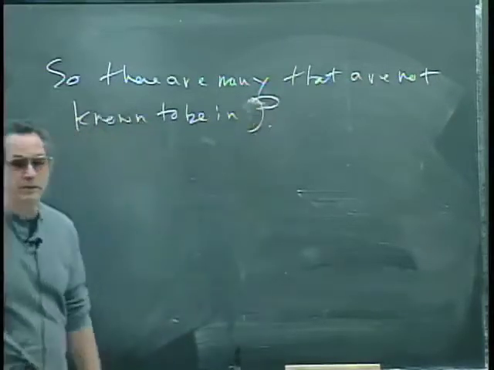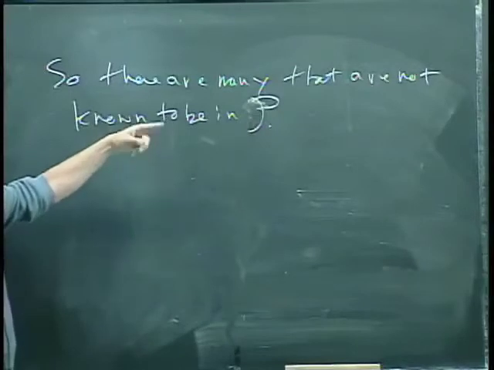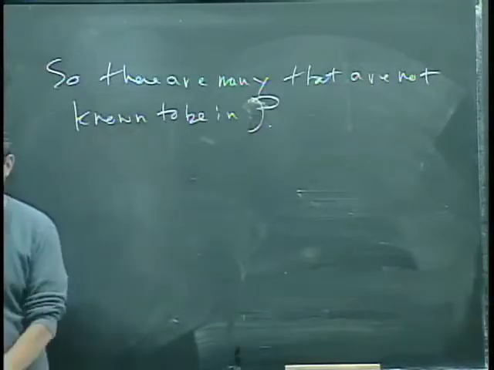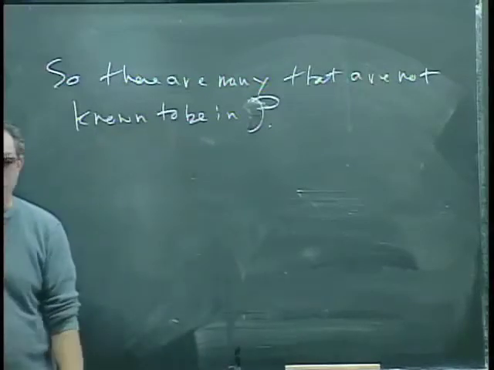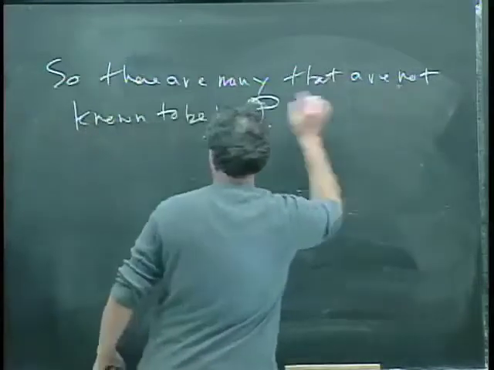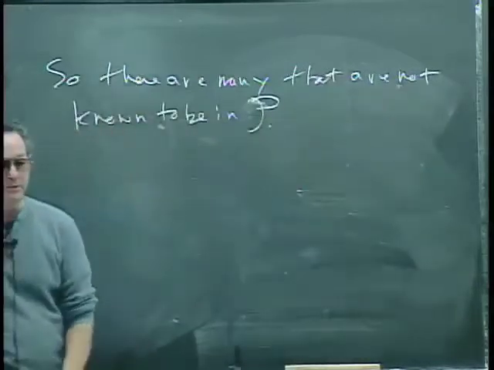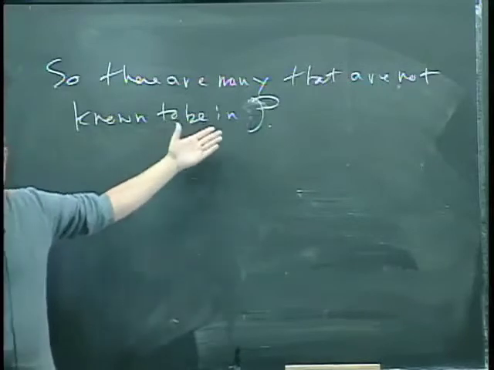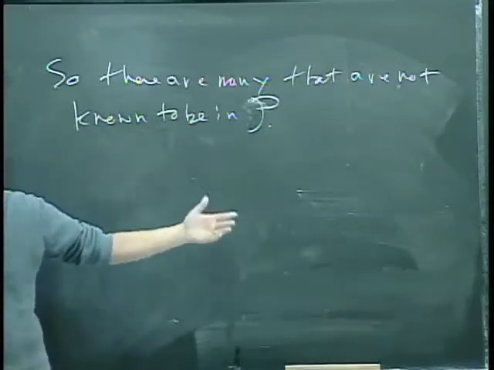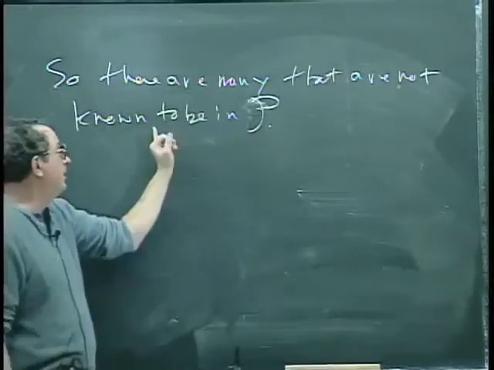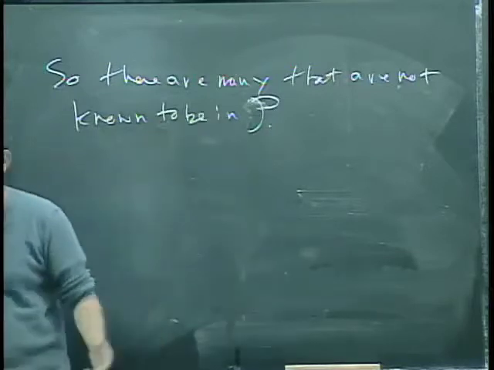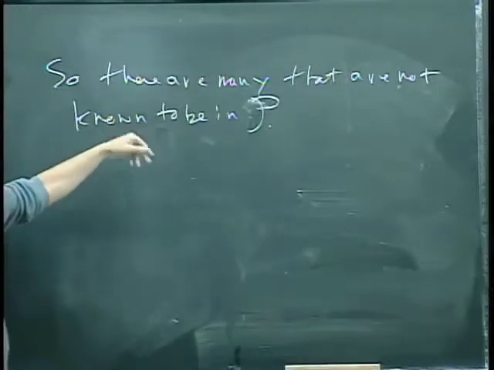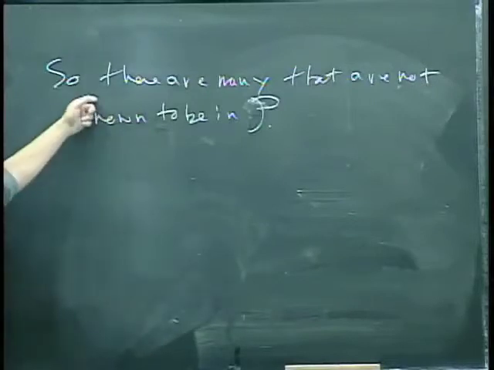Now, the grammar here is very important. There are many problems that are not known to be in P. That's different than saying that there are many problems that are known not to be in P. Where you put the not, whether it's here or here, makes a very big difference. Problems are not known to be in P: we don't know that they're in P, we also don't know that they're not in P, we just don't know. If I put the not here, then that's saying there are problems that are known not to be in P, which means we know that they're not in P. And there are problems like that too, by the way, but the ones of interest to us are the ones that are not known to be in P.